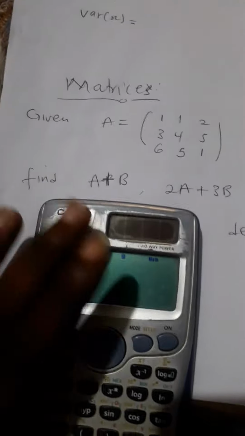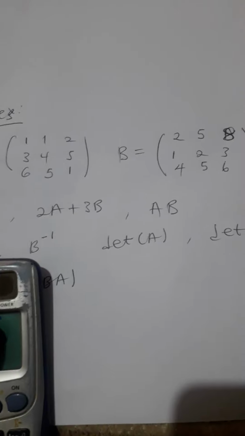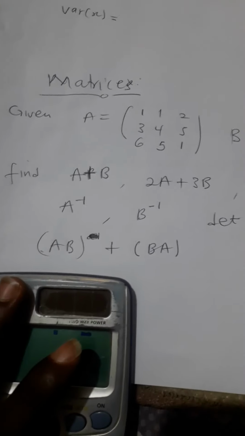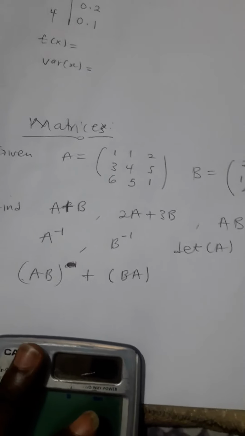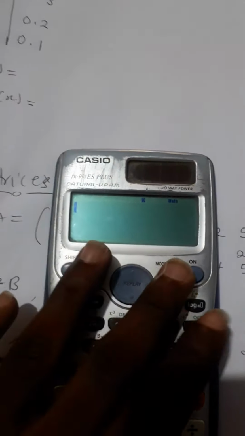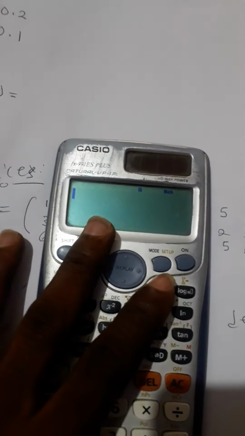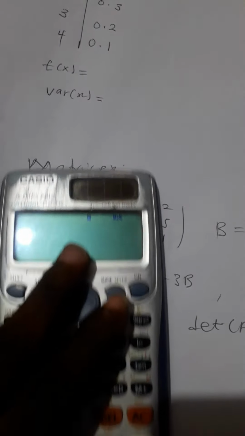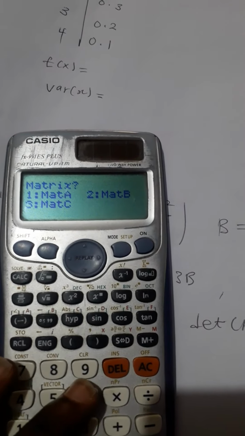And the idea is that we should find A plus B, 2A plus 3B, and A times B, A inverse, B inverse, determinant of A, determinant of B, and AB plus BA. So first, we are supposed to make sure that the calculator is in the normal mode. So mode 1. Then we change the mode of the calculator to matrix mode. We are coming to do matrix. So you press mode, then press matrix, which is number 6.